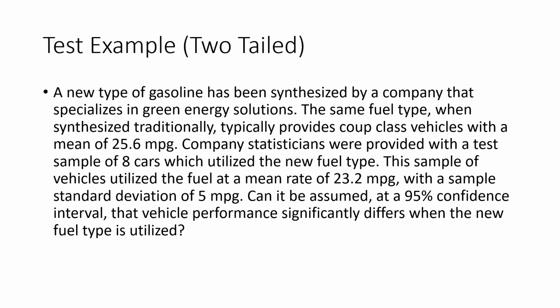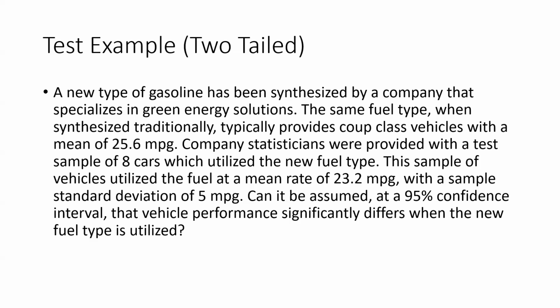This sample of vehicles utilized the fuel at a mean rate of 23.2 miles per gallon with a sample standard deviation of 5 miles per gallon. Can it be assumed at a 95% confidence interval that vehicle performance significantly differs when the new fuel type is utilized? All right, so there's a few things going on here.